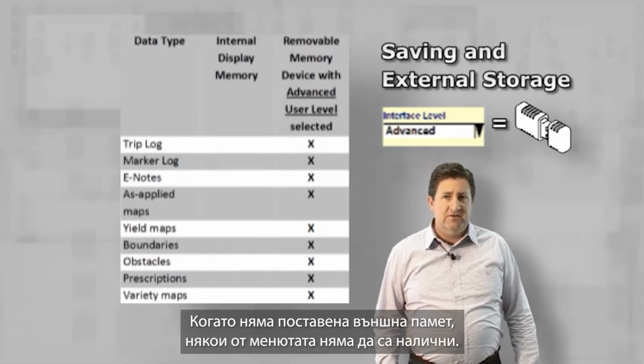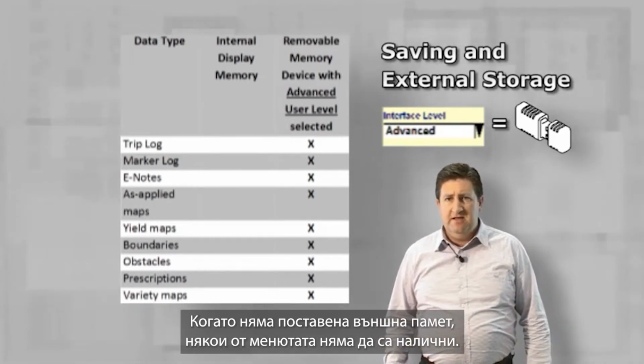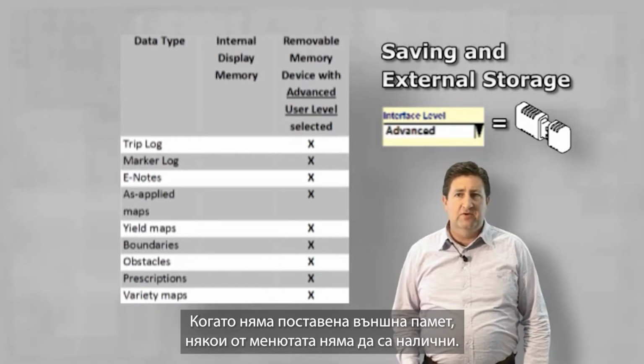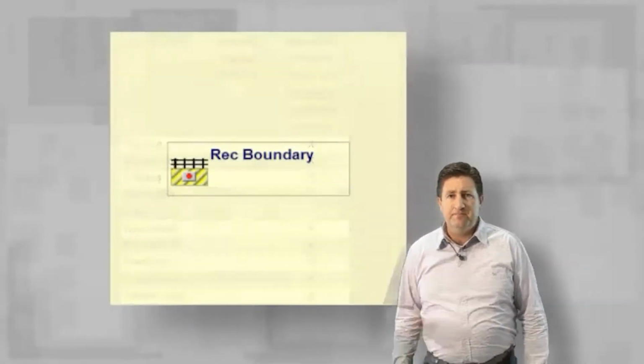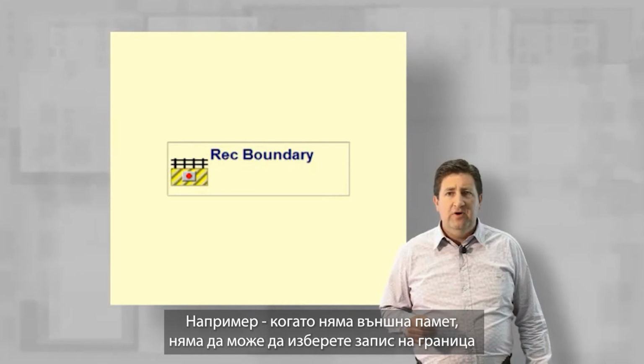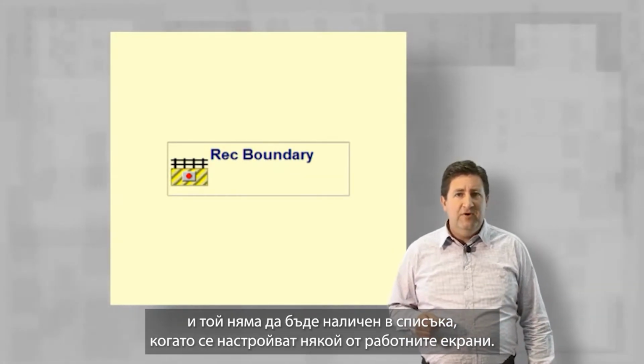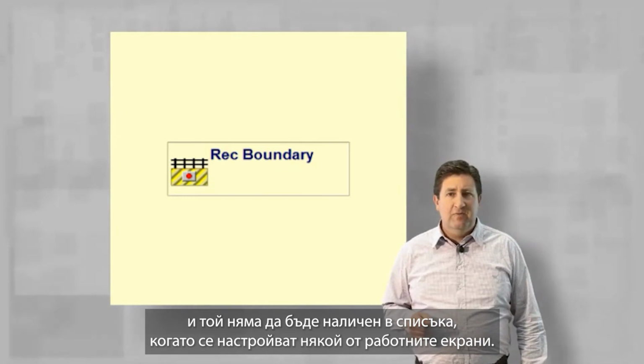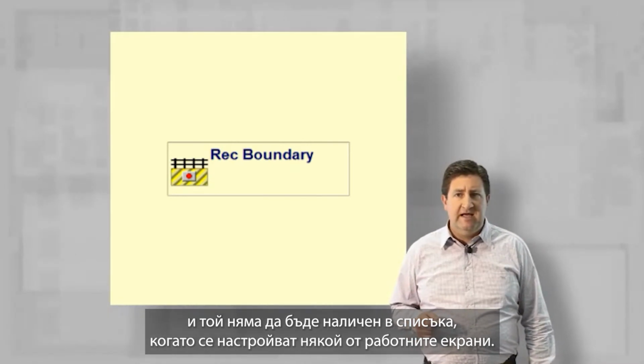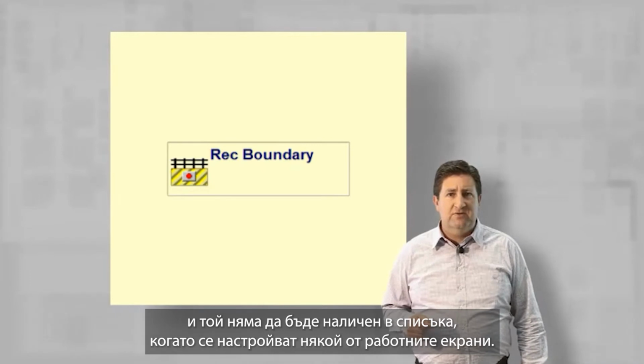When there is no external storage visible to the display, then the relevant menu items will also not be available. For example, we will not be able to select the boundary record function, and it will not appear in the list when we are setting up a screen layout, when no external storage is recognized.